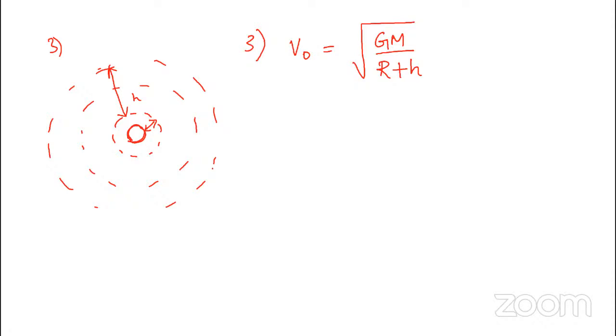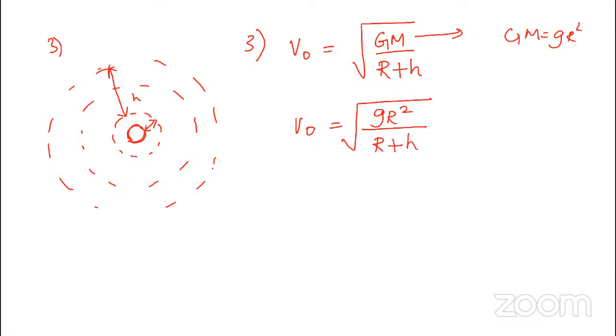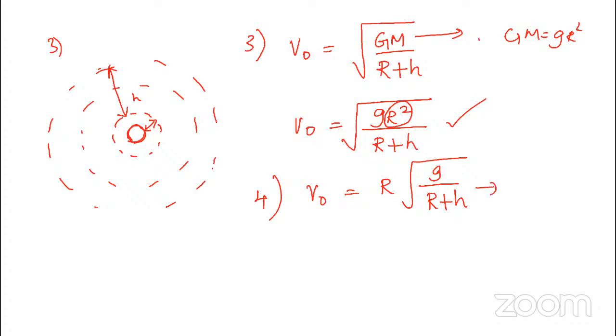Here we have to substitute the GM value. What do we know about the GM value? It is g into R square. Let us substitute in this. So square root of g into R square divided by R plus h. This is one more equation. We have to take R out. V naught is equal to, from the square root of R square, we remove it. So removing it, R into square root of g by R plus h. This is equation number 4. This is 3 and this is 4.